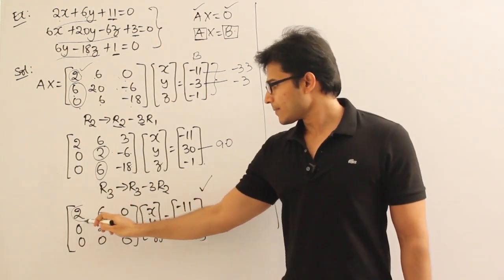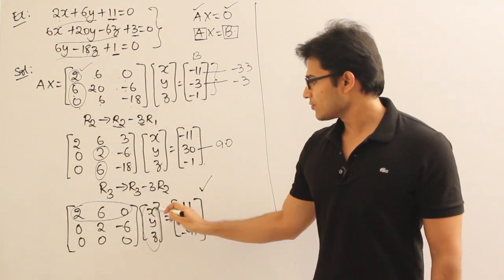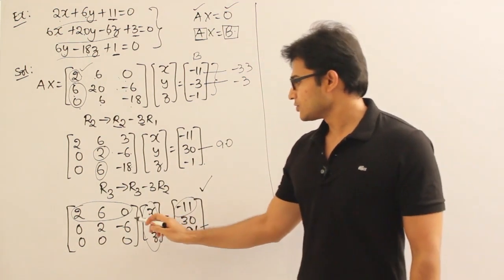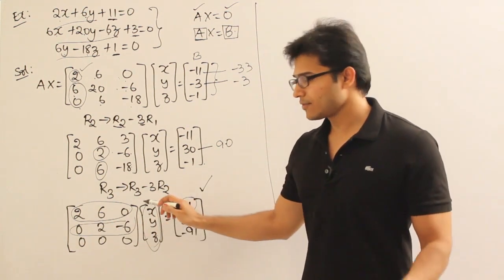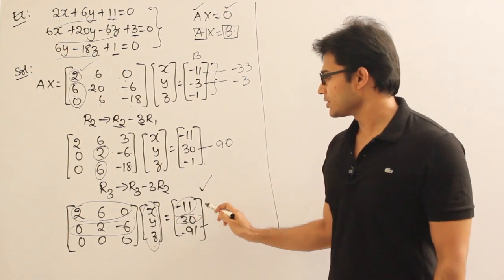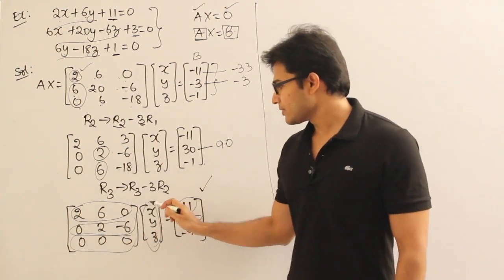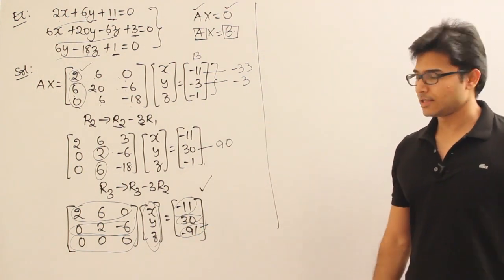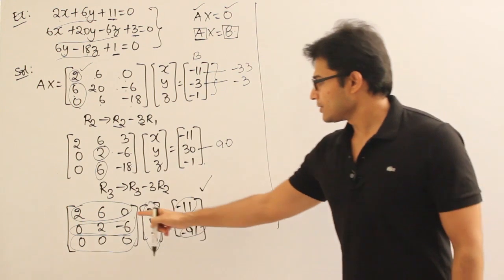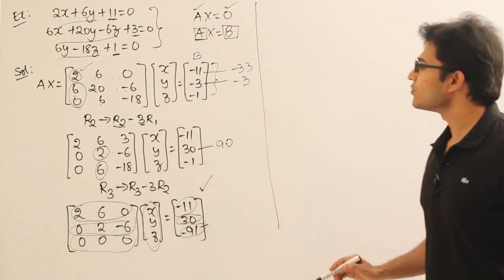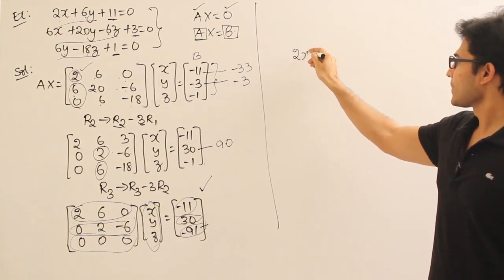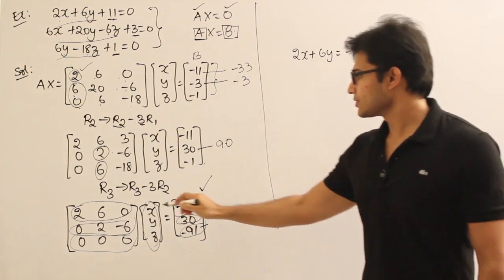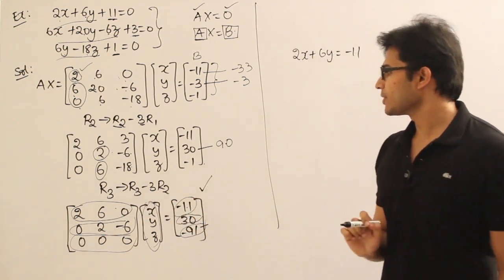Now this row will be multiplied with this column first, and we get one equation and we equate it to -1, and again this row will be multiplied with this column and we get one expression and we equate it to 30, and again this row will be multiplied with this column, we get one expression and equate it to -91. That is the process. Now see this, if I multiply this row with this one, what do we get? 2x plus 6y equal to -11. This one is multiplied with this one and equated to -11.